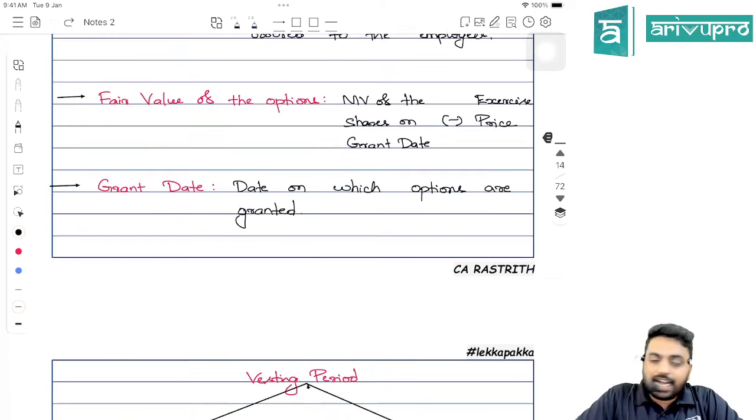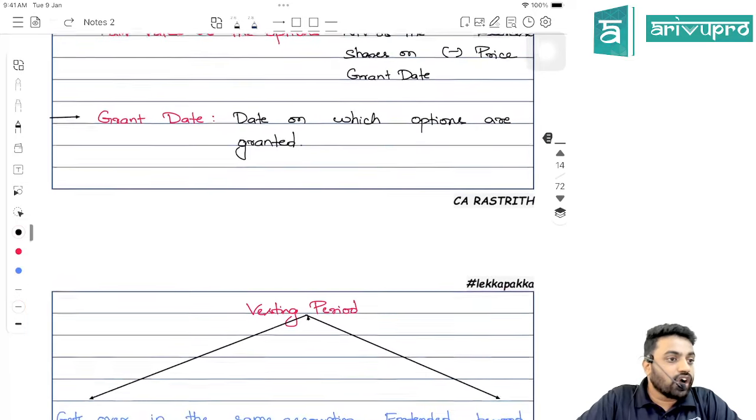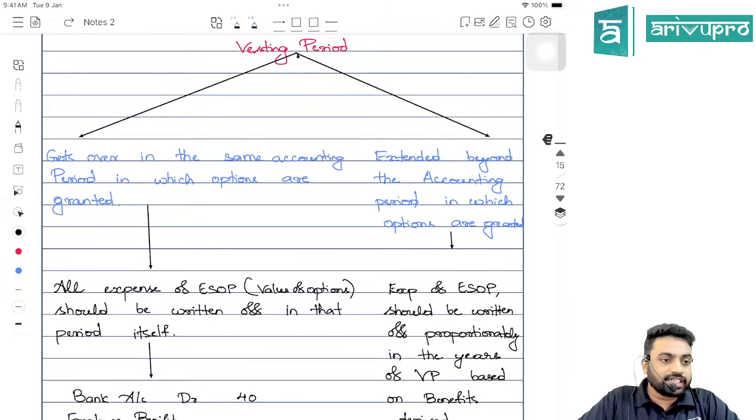What do you mean by grant date? The date on which the option is granted. We are telling them, boss, here is the option. If you want to go for it, you have to do this. So the day when we tell them you have an option, if you stay for so many years, that date will be called the grant date. Are we going to record anything in the accounts on the grant date? The answer is no, because it's not a transaction.